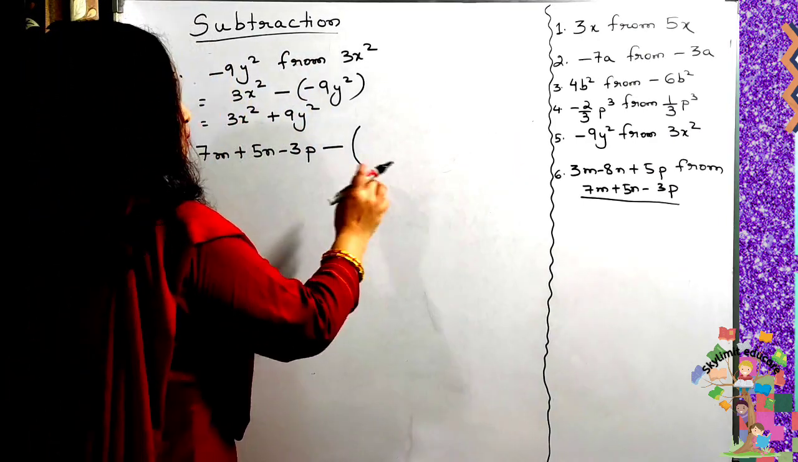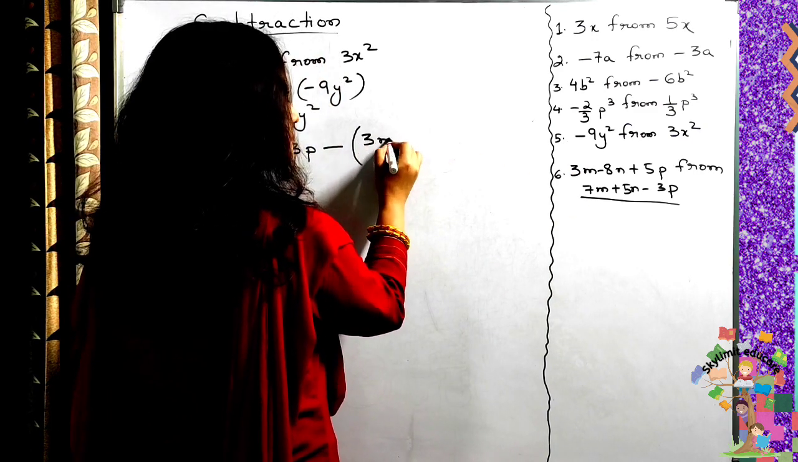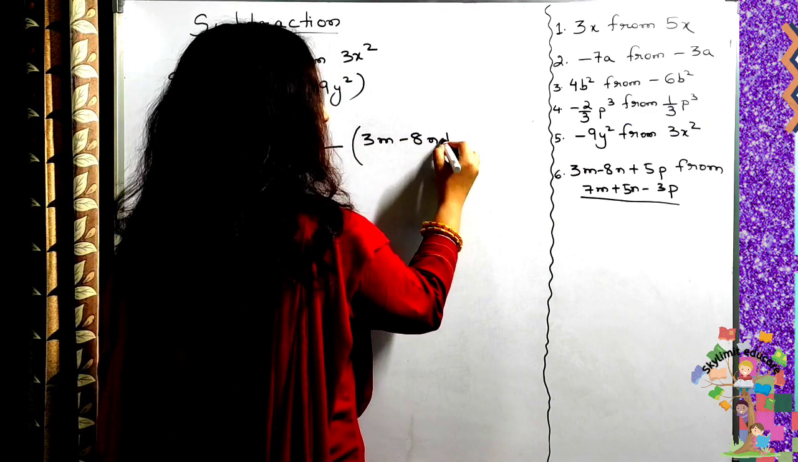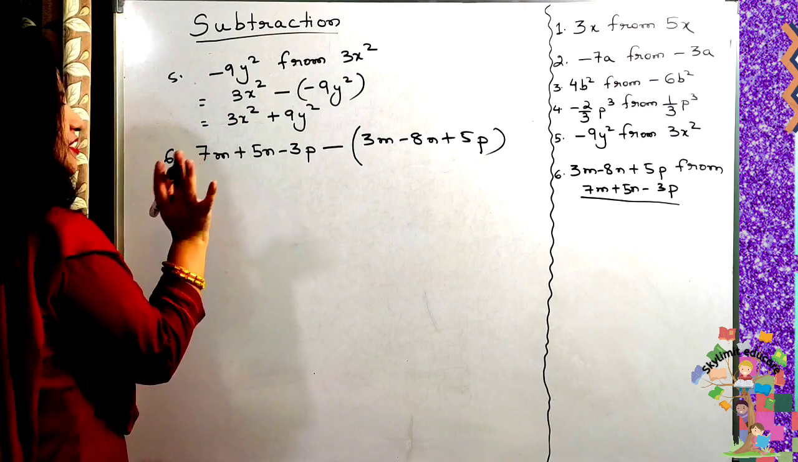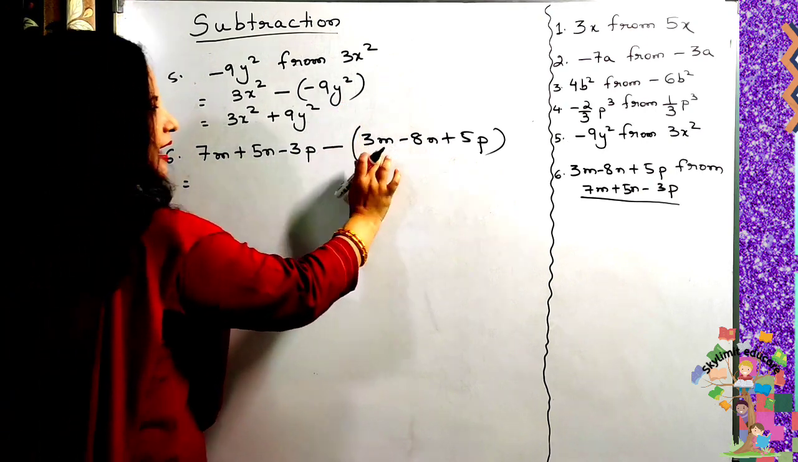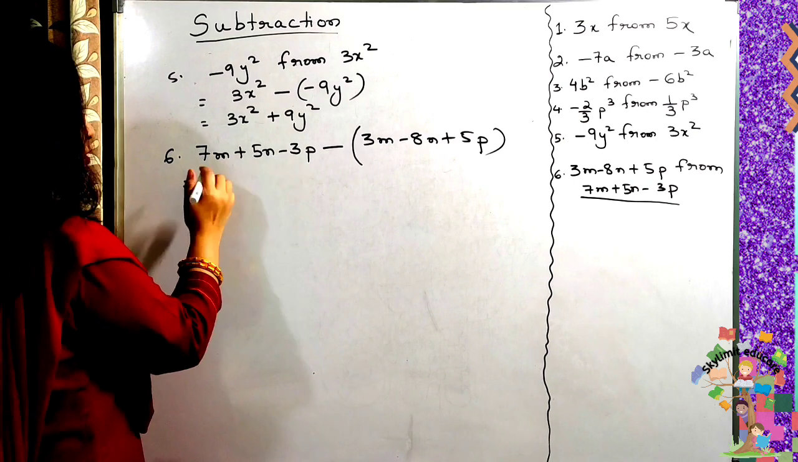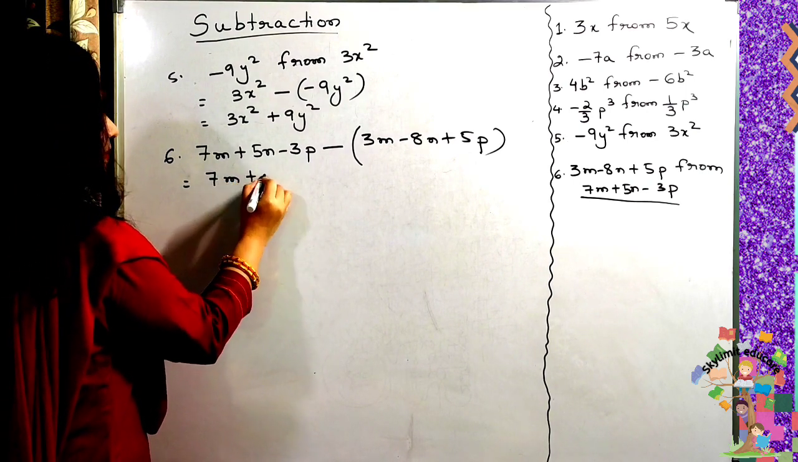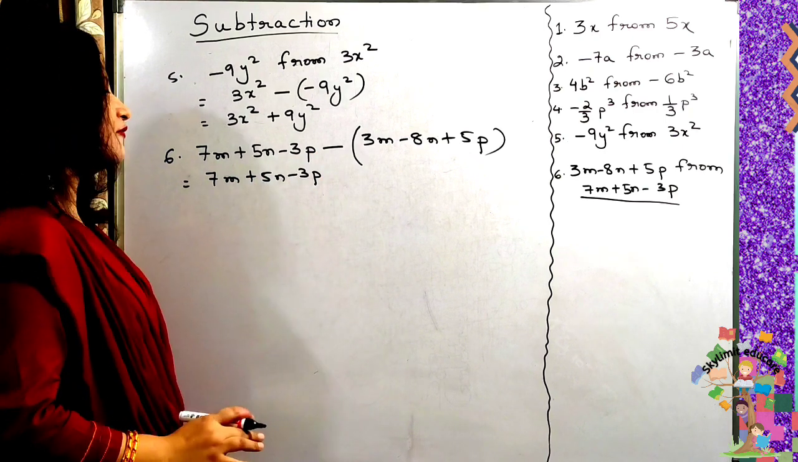Okay? So now what is the subtrahend? It is 3m minus 8n plus 5p. Clear? Now I have just written the minuend completely, given a minus sign. Inside the bracket I have written the complete subtrahend. That's it. Now students, what will you do? Simply copy it down: 7m plus 5n minus 3p. Up to the minuend you have copied down.